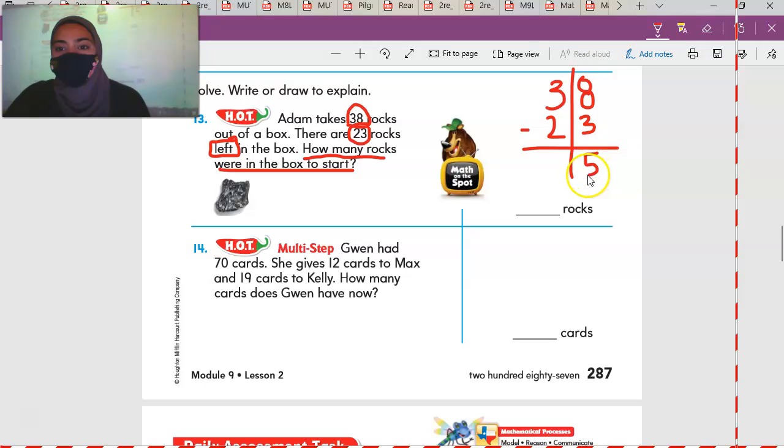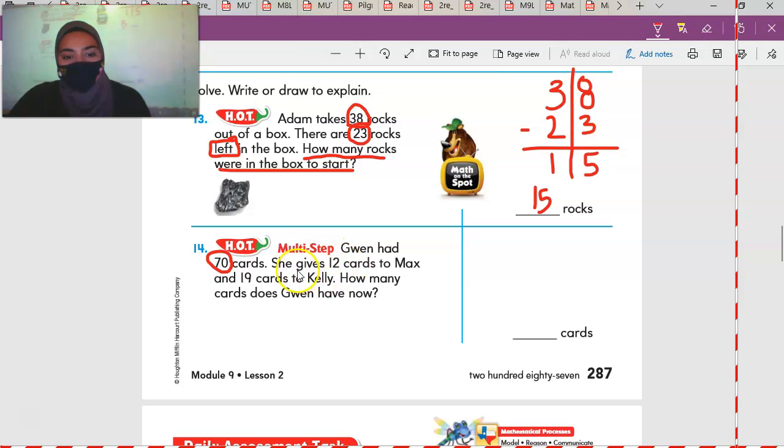5. 3 take away 2 is? What's the answer? Very simple, easy problem. Just because it says hot doesn't mean it's hot, guys. It's really not. Multi-step means it's a 2-step problem. Doesn't mean it's hard, just means it's a 2-step.